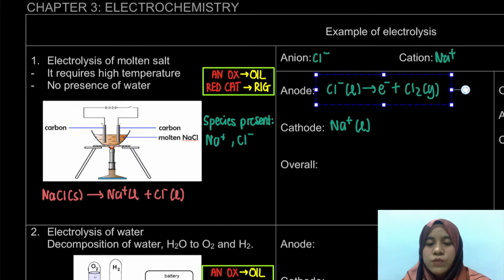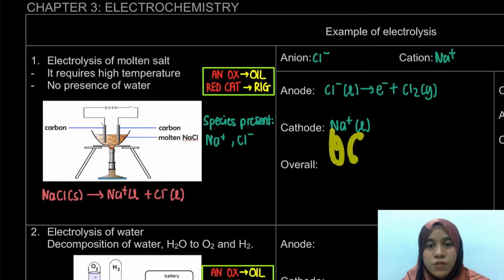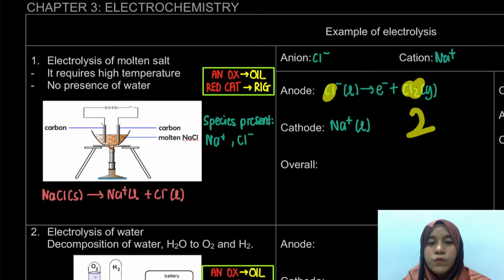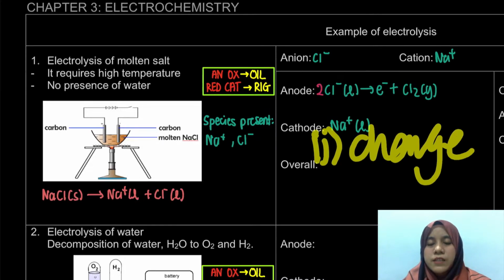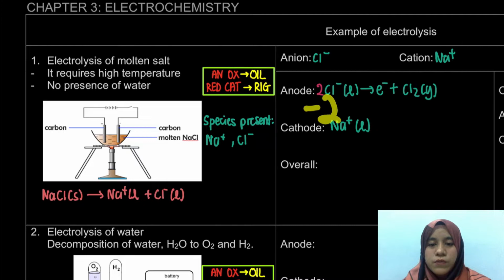Next, what we have to check is whether the equation is balanced or not. Okay, so first check the atom. Here chlorine 2, here 1. So to balance it out, 2 chlorine. After that, we can check the charge. The charge here, -2, -1, 0. So we want the charge here to be -2 on both sides. So right now we have -2 on both sides.